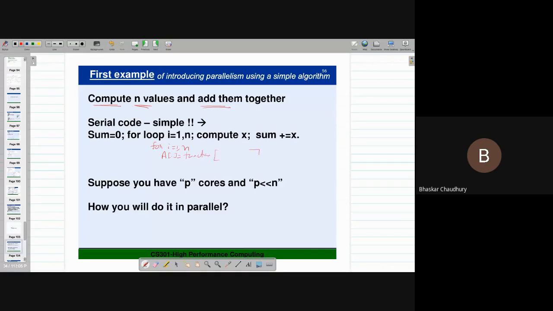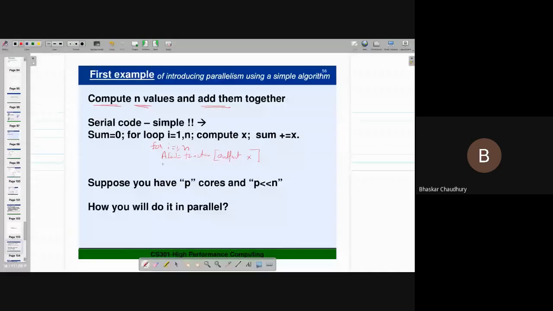Just don't look into the syntax. What I'm saying is that this function gives you an output x, and you are storing it in a[i]. And finally, if you have to calculate the sum, you just do sum plus equal to a[i]. That's all. Now, if you look into the serial computation, we can see that there are no major challenges. One by one it will be done. You will run this loop n times and you will get the answer here.